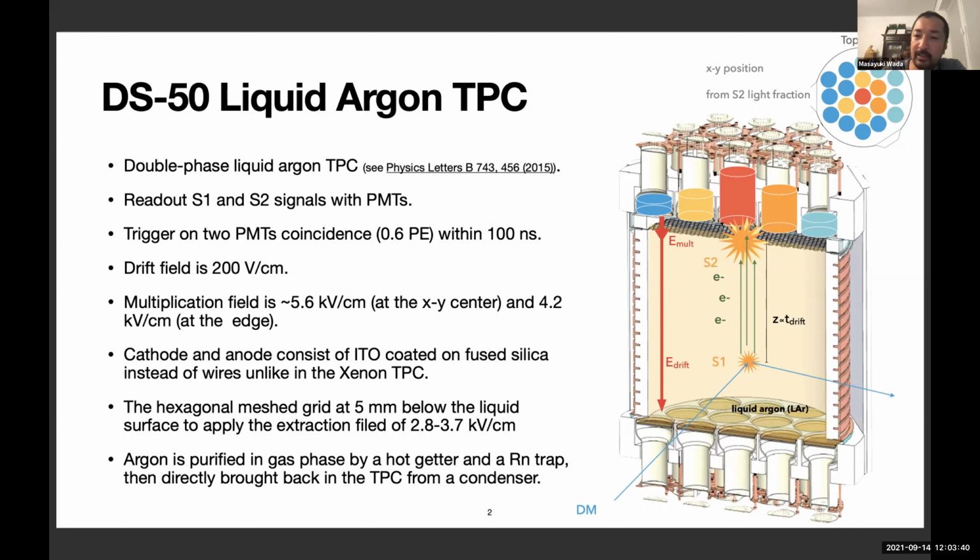An important fact of the DarkSide-50 argon circulation system is that we purify only the gas phase, not the liquid phase. We have a hot getter and then a radon trap. Then the purified gas is condensed and brought back inside the TPC.